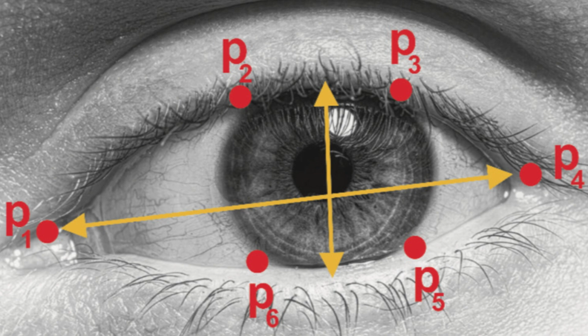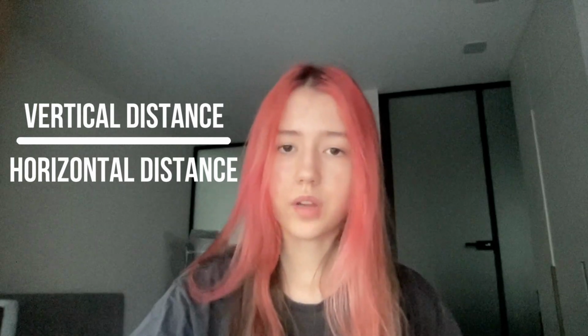Once I had those points, I calculated the vertical distance, aka how open the eyelid is, and the horizontal distance, aka the width of the eye. When the user blinks, the vertical distance approaches 0, while the horizontal remains the same. However, simply checking if the vertical distance was less than a threshold wasn't really enough because 1. People can have different eye sizes, and 2. They can sit at varying distances from the camera. That's why I used a ratio. So I counted the vertical distance relative to the horizontal distance.